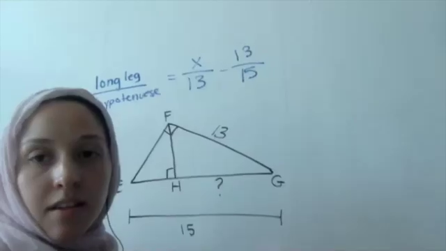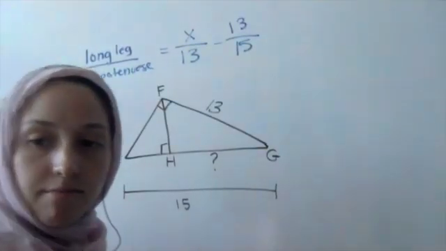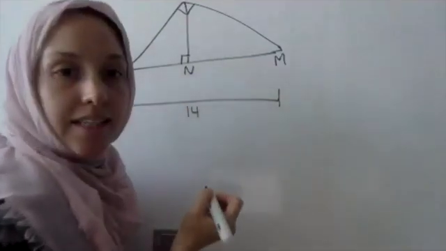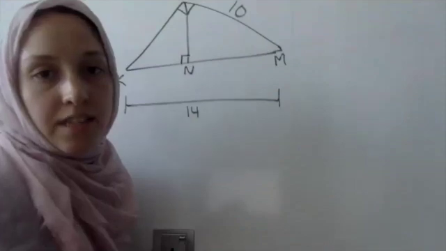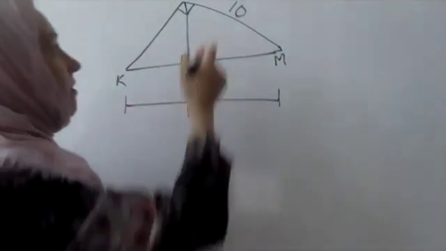I'll try to solve one, and if you don't understand, you just let me know. I'll stay on Zoom so you can come back. And it says LM is 10. Can you see that? Okay, so now I want to find MN. So I want to find this one here.